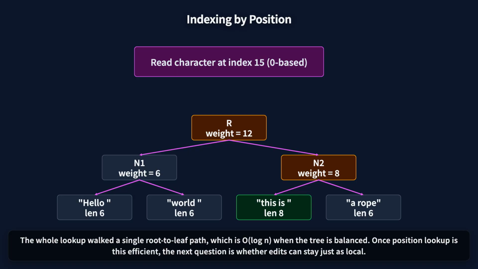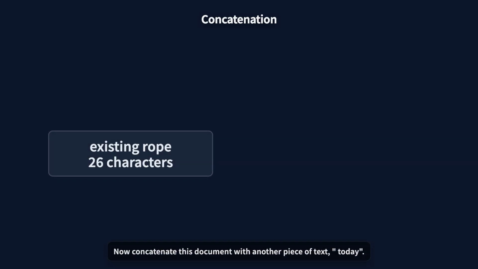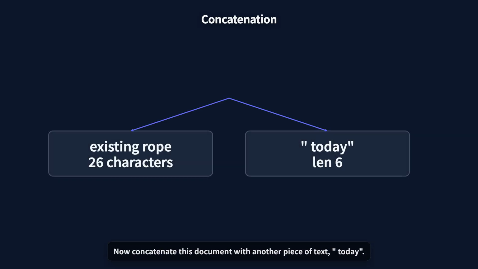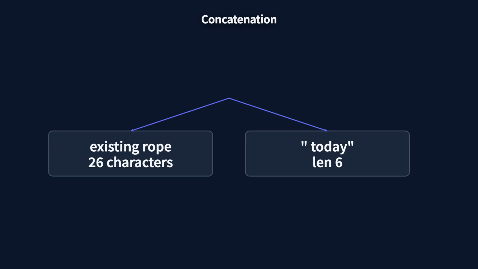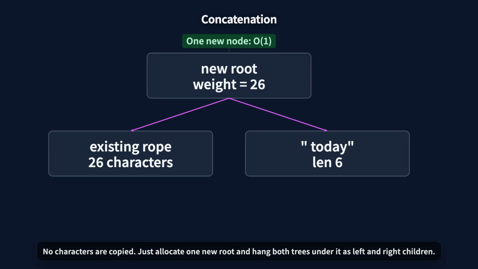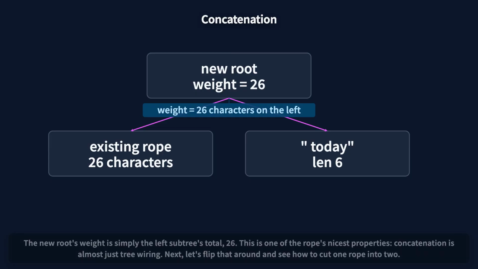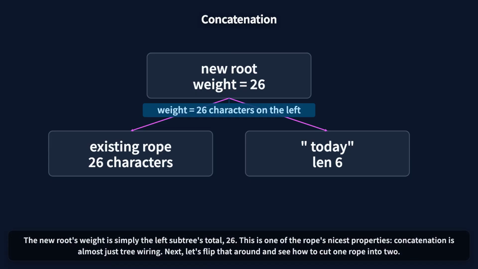Once position lookup is this efficient, the next question is whether edits can stay just as local. Now, concatenate this document with another piece of text, "today". No characters are copied, just allocate one new root and hang both trees under it as left and right children. The new root's weight is simply the left subtree's total, 26. This is one of the rope's nicest properties. Concatenation is almost just tree wiring.